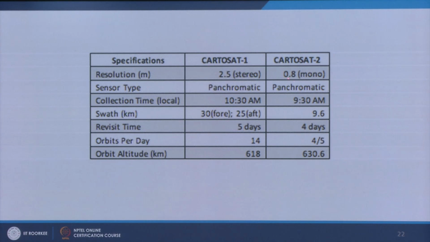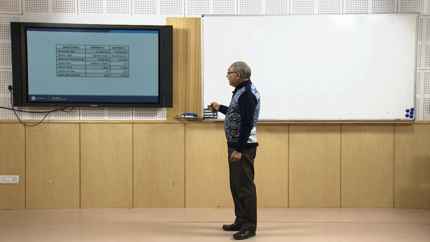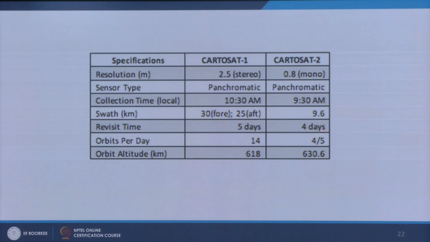Collection times were different. Swath, see the swath. As the spatial resolution has improved, the swath has reduced. Here the spatial resolution is relatively poor and the swath is larger, and this fore and aft is because it is stereo data collection. When it is looking forward, the swath was 30 kilometer, and when it is looking backward the swath was 25 kilometer. Revisit time in Cartosat-2 was improved, instead of 5 days in Cartosat-1 it improved to 4 days, and orbits per day, of course these are interlinked with revisit times, and altitude were also changed in this case.